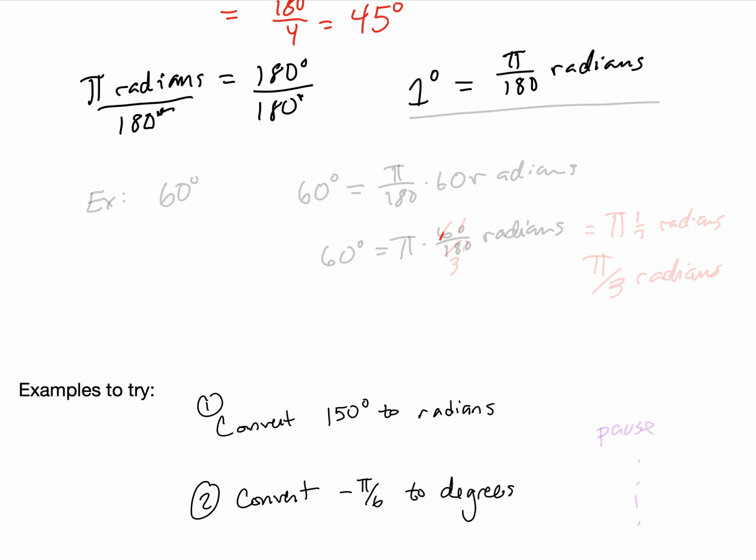So for example, if we were looking at 60 degrees and we wanted to convert that to radians, we could take this equation and multiply both sides by 60. So 60 degrees is equal to pi over 180 times 60 radians. And so that means that 60 degrees is equal to pi times 60 over 180.